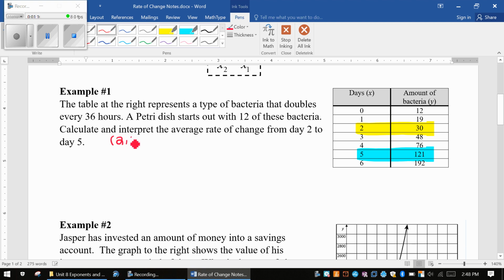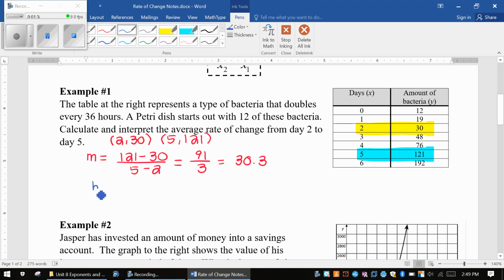So we've got 230 and 121. So we'll calculate the slope between them. So y minus y over x minus x, which will give us 91 over 3, which will be approximately 30.3.